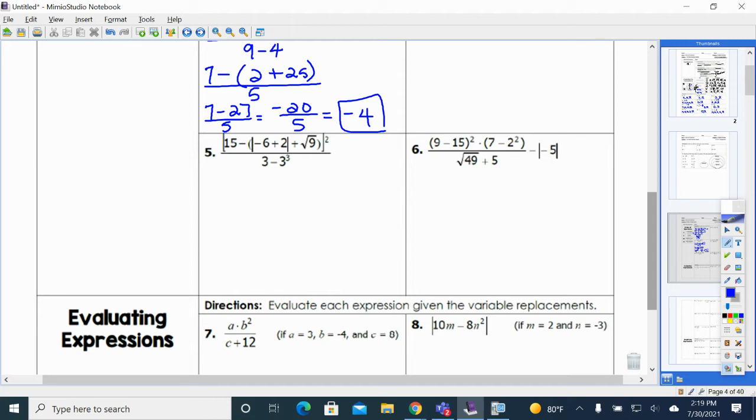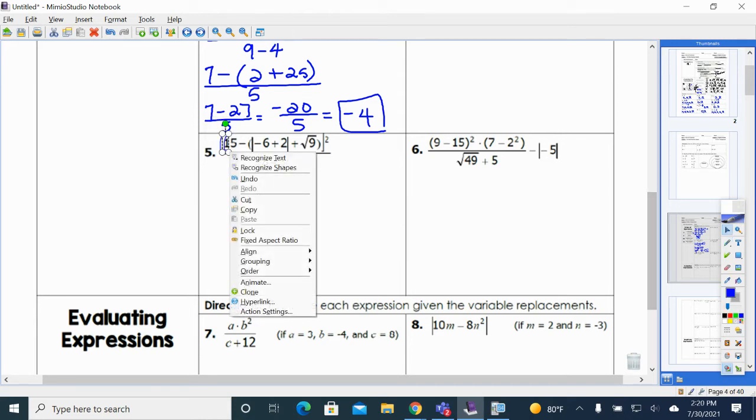I'm going to work through number 5. Number 5, those are brackets. It's kind of hard to see, but this is a bracket. This is not absolute value.